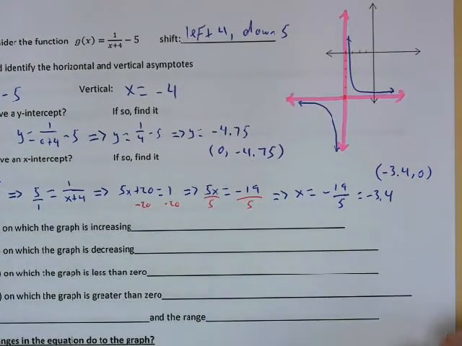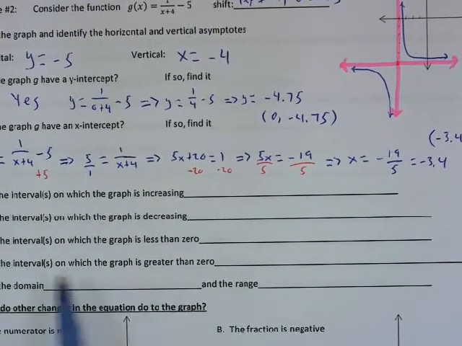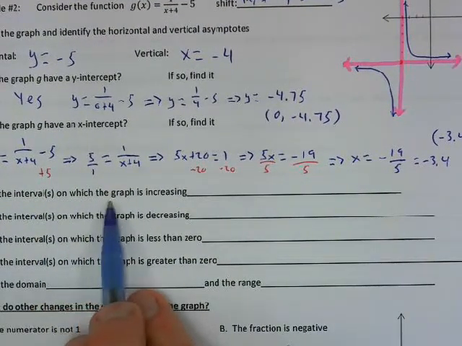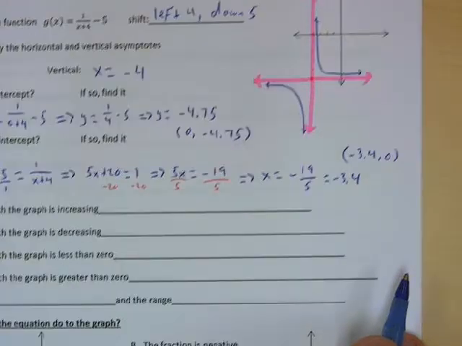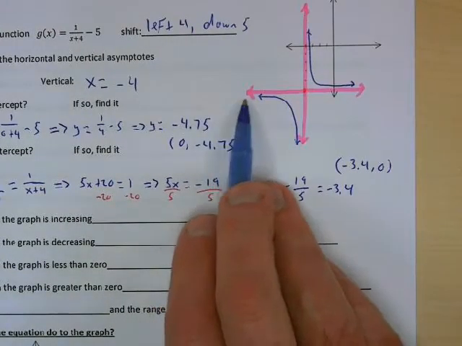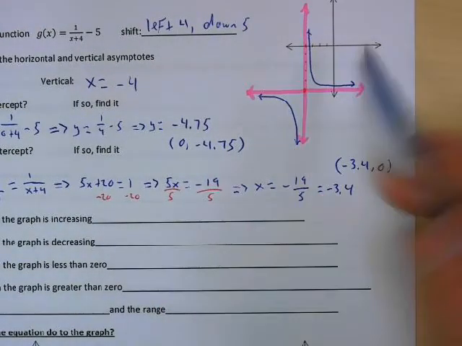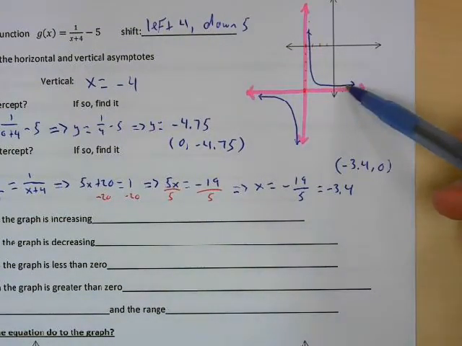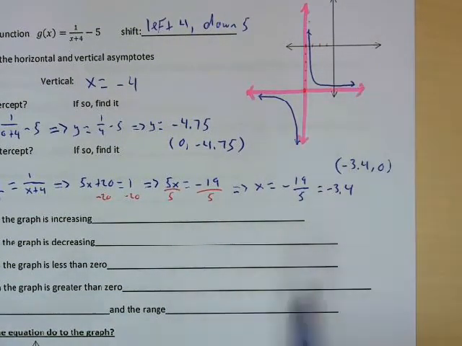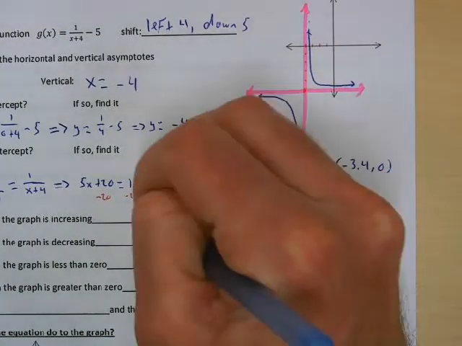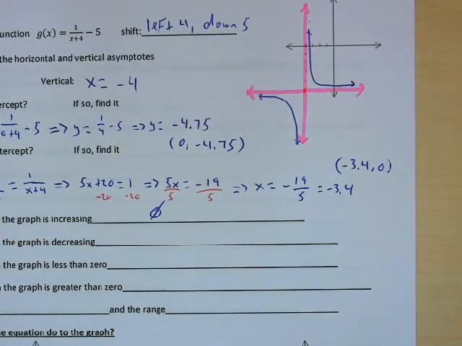We're almost done here. First one, state the interval or intervals on which the function is increasing. So when is this graph increasing? So let's see, slowly decreasing, quickly decreasing, and then quickly decreasing, slowly decreasing. So this one is always decreasing. It's never increasing. So we can just put the no solution symbol there.